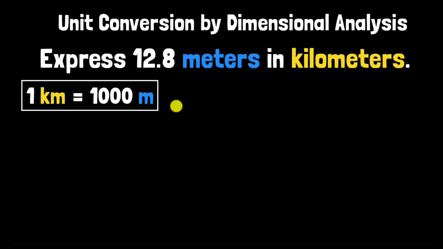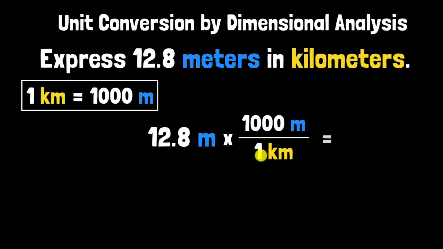Next step is to write down what's given to us. What's given to us is 12.8 meters. So let's write that down, 12.8 meters. And then you have to multiply this by a conversion factor that we create from this. And how do you do that? Well, one conversion factor is you put this in the numerator and this in the denominator, giving you 1,000 meters divided by a kilometer. Let's see if that works. Does this work?